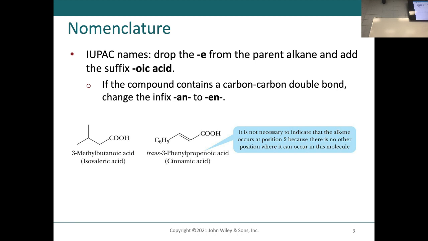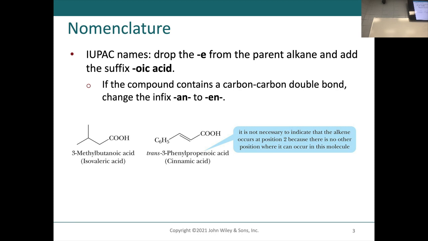propanoic acid. What does propanoic acid tell me? Propanol, but it has a double bond. Yeah, it's an alkene, right? So notice that they're putting the ene in there. So this has the formula of a propene, but it's a carboxylic acid. So it's 3-phenylpropanoic acid. And then why do they say trans?